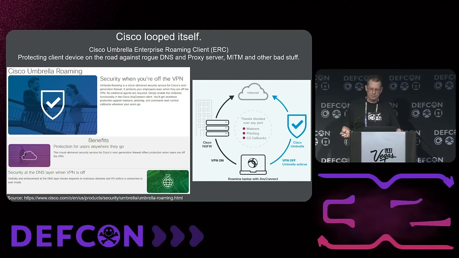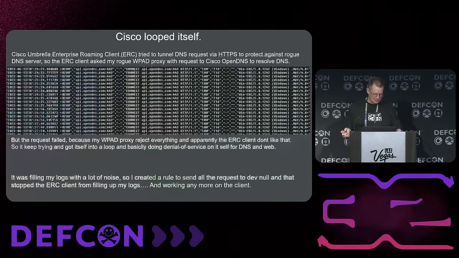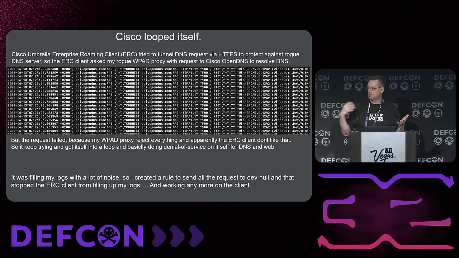And then Cisco apparently has some kind of endpoint client you can install on computers. It's my understanding it is designed to protect the client from rogue DNS servers and rogue proxy servers. It's not working so well. Because what happened is, because I'm returning error pages to everything and rejecting all traffic, the application seems to get angry and just makes brute force attempts against my machine, looping and requesting again and again and again. So the only way was to make a black hole for the domain. I just discarded everything for opendns.com into a null and didn't reply to it, and then the Cisco client stopped DDoSing my server.